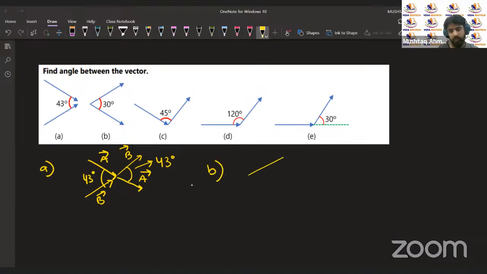In the second case, these are the two vectors and the tails of these two vectors are joined, making the smallest angle of 30 degree. So we can say that the angle between these two vectors is 30 degree.